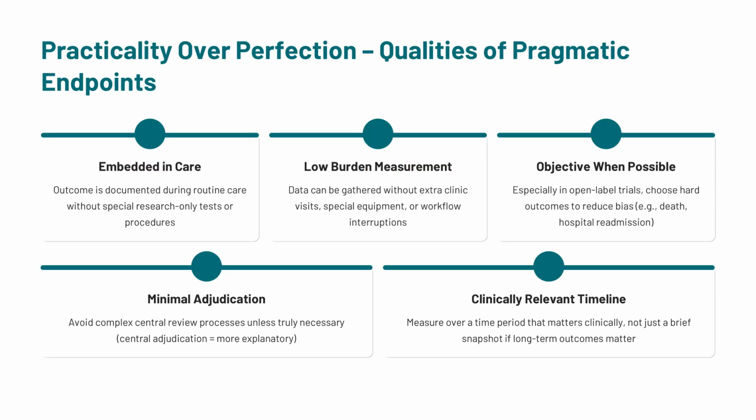When choosing pragmatic endpoints, the key is to prioritize practicality over perfection. Ideal pragmatic endpoints are naturally embedded in routine clinical care, leveraging data that's already being collected. This ensures that measurement is low burden, without requiring extra visits, specialized tests, or disrupting workflows. Pragmatic endpoints work best when they're objectively measurable, especially in open-label studies where subjective assessment can introduce bias. Equally important is ensuring participants are followed long enough for the outcomes of interest to manifest. Having a premature cutoff can miss effects or distort interpretation of treatment effects.